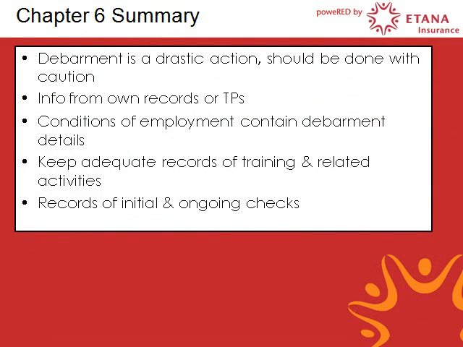Summary of the chapter. Debarment is a drastic action by an FSP and should be done with the necessary caution. FSPs may use information gathered from their own records as well as information obtained from third parties to debar representatives or key individuals. Key individuals must ensure that conditions of employment and similar agreements contain the fact that employees may be debarred for non-compliance with the FAIS fit and proper requirements. In order to ensure that all the applicable staff meet the fit and proper requirements, FSPs must keep adequate records of training and related activities. This includes records of initial and ongoing checks on the fitness and propriety of representatives and key individuals, such as honesty and integrity.